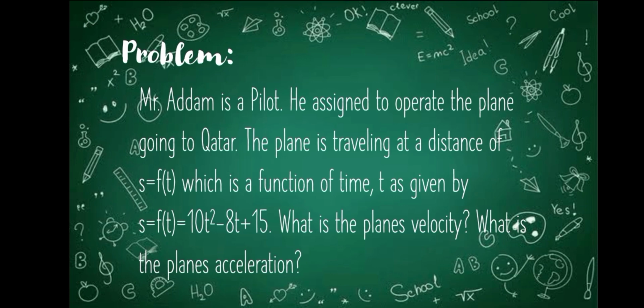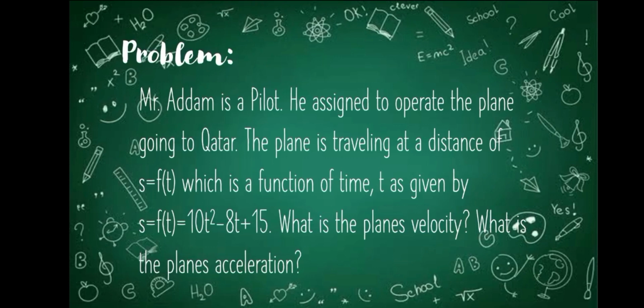Here is an example of a real-life problem of derivatives in the field of physics. Mr. Adam is a pilot. He is assigned to operate the plane going to Qatar. The plane is traveling at a distance of s is equal to f of t, which is a function of time, as given by s is equal to f of t is equal to 10t squared minus 8t plus 15. What is the plane's velocity and what is the plane's acceleration?